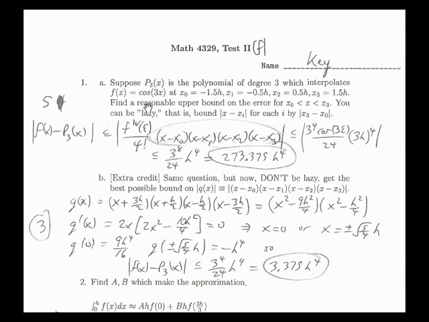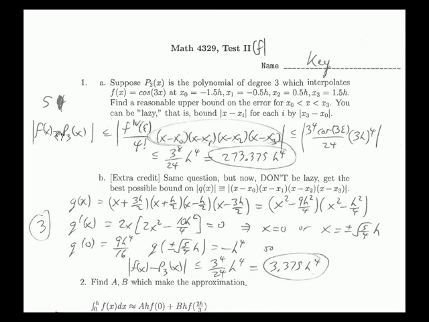Okay, here's a couple of little harder problems involving polynomial error bounds. You have a polynomial degree 3 that interpolates cosine of 3x at 4 points, where h is not specified: minus 1.5h, minus 0.5h, 0.5h, 1.5h. It says get a reasonable upper bound on the error between the very first and last point. So x is not specified. x could be any point between minus 1.5h and 1.5h.